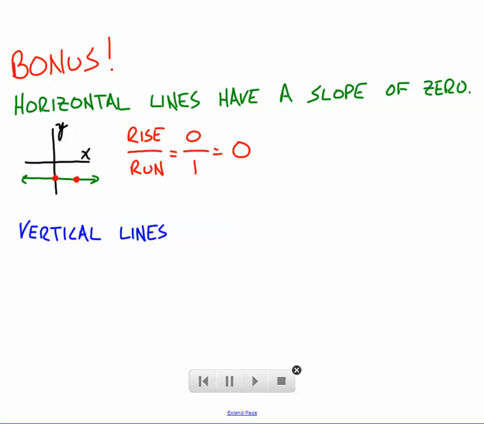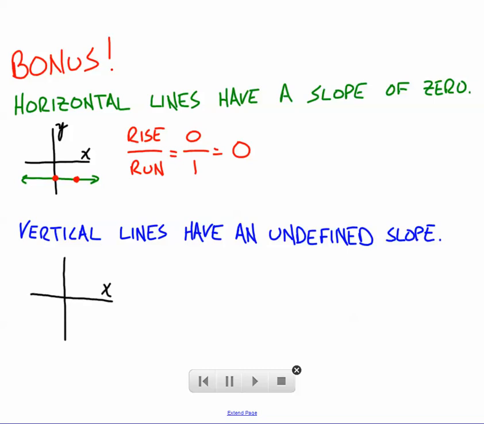Okay, now vertical lines have an undefined slope. A vertical line is a line that goes straight up and down like this blue one here that I'm drawing right now. Okay, so let me prove it to you that it's undefined. The rise over the run. Yeah, I put 2 little fake points here. Let's say that's a change of 1. Well, it doesn't move to the right at all, so that's 0, a run of 0.